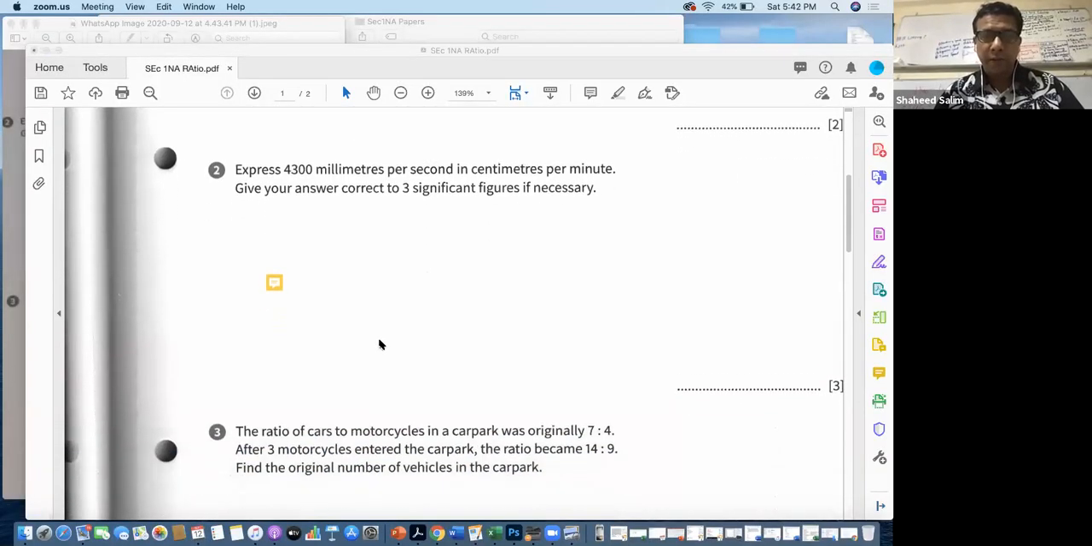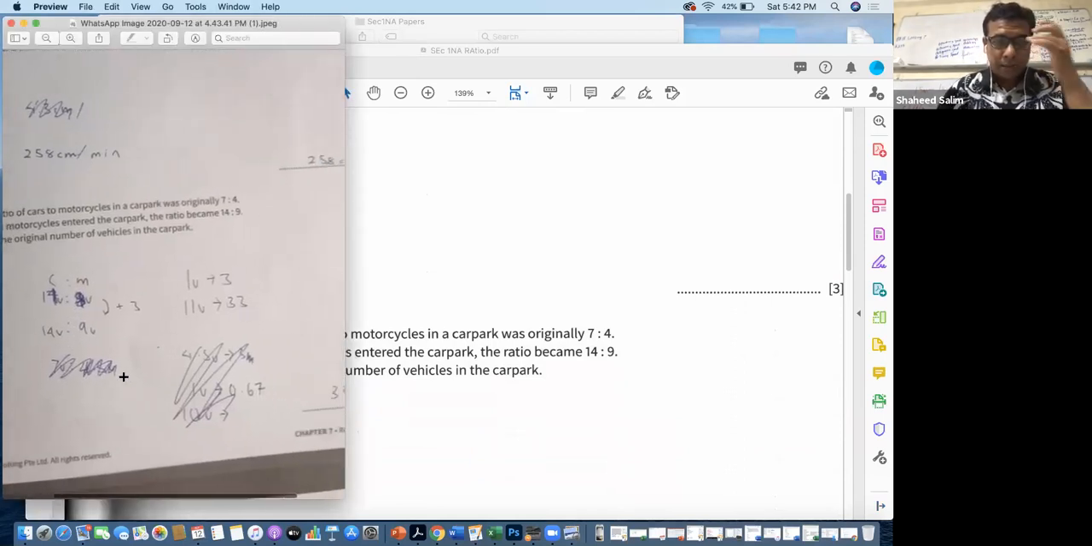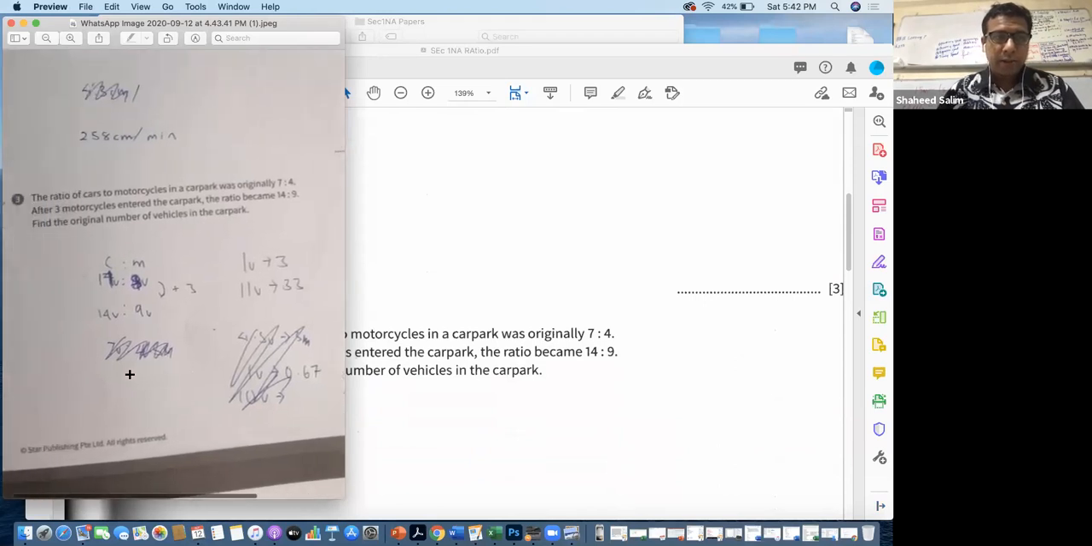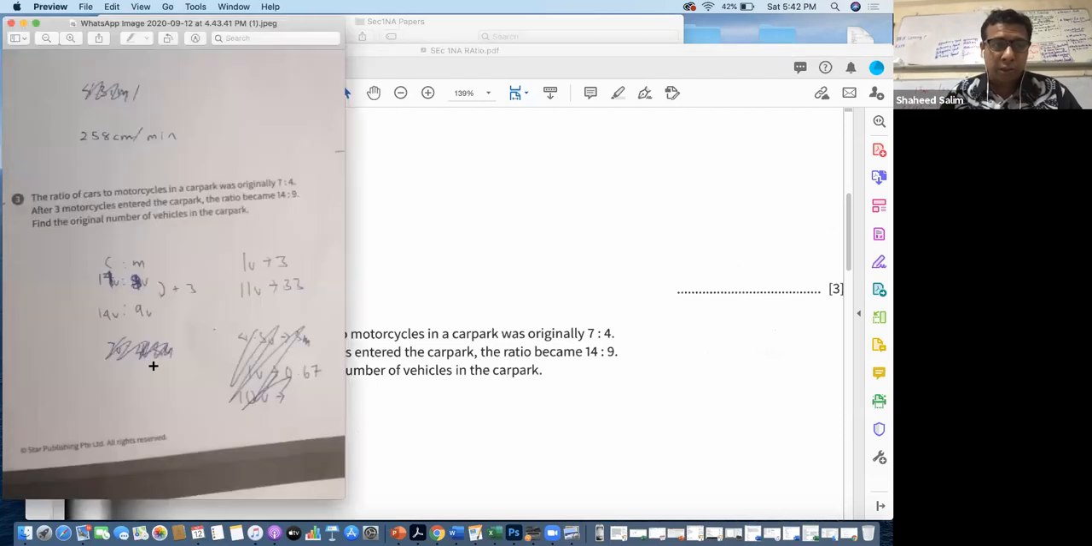Okay, here. Number 3. This is your answer. Your answer is 33. We go through it; the answer is not correct according to the answer key. The ratio of the number of cars to motorcycles is 7:4. After 3 motorcycles entered the car park, the ratio became 14:9. So now there is no change in the number of cars. The one that changes is the motorcycles. So cars are supposed to be the same.